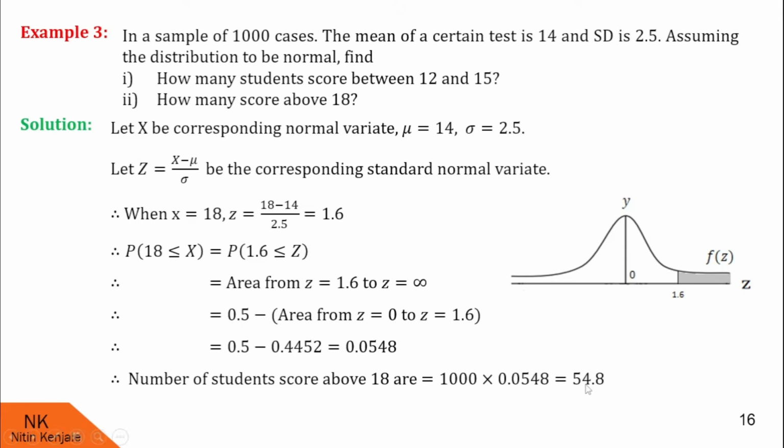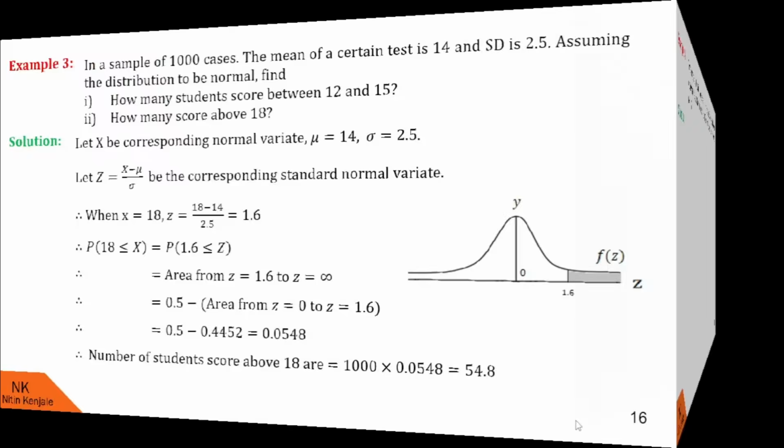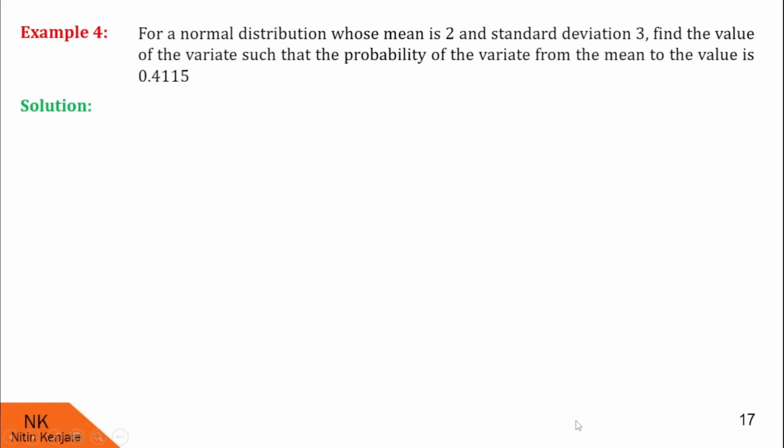I hope you understood this example. Now let us proceed to an interesting example. Here we are given that for a normal distribution whose mean is 2 and standard deviation is 3, we are asked to find the value of the variate such that the probability of the variate from the mean to that value is 0.4115. Let us understand this question.